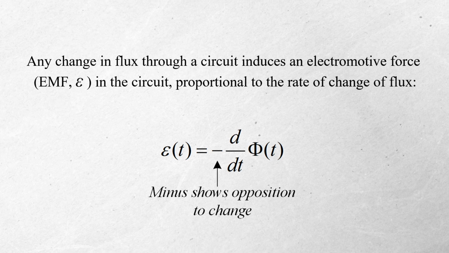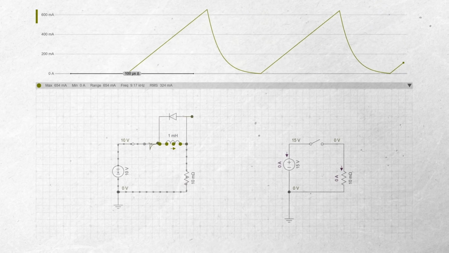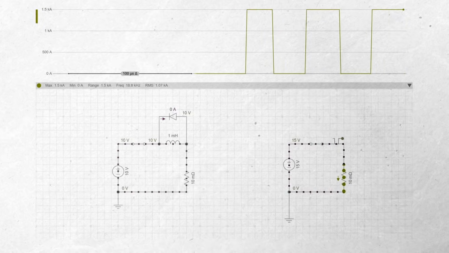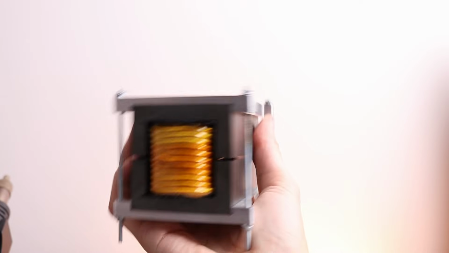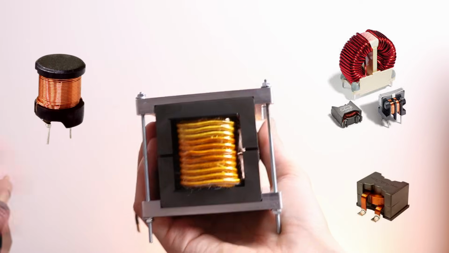This basically means that when a constant voltage is applied to an inductor, the current through it will change linearly over time, unlike a resistor, where the current surges almost instantly. Due to these properties, inductors are used as energy storage elements in switched-mode power supplies, filters, and many other applications.